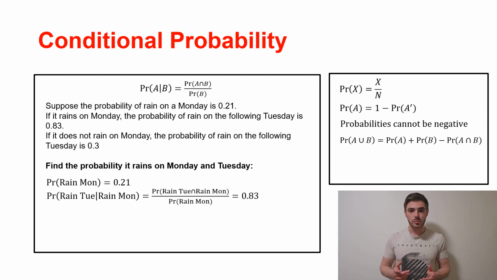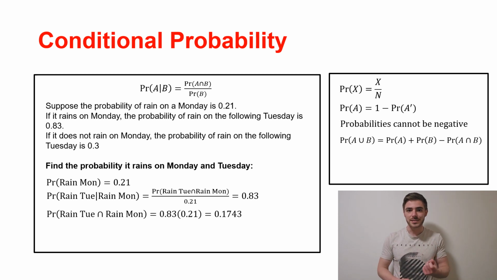Rain on Tuesday is the thing that happened, and rain on Monday is the conditional thing. So, now we have a conditional probability equation, we just need to start filling in the blanks. We know that it equals 0.83, and we also know that the probability of rain on a Monday is 0.21. So let's put that in the denominator. All we have to do from here is rearrange to get the intersection on its own. Just a quick note, it doesn't matter what order you put the intersection in. If A intersects B, it's also just as valid to say B intersects A. It doesn't matter the order.